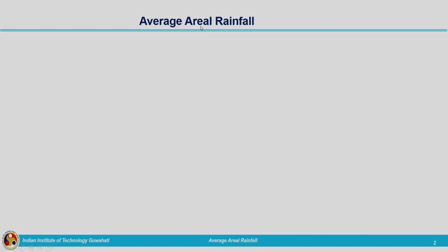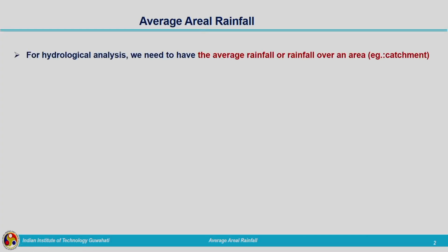So, average aerial rainfall. From the hydrologic point of view, we need to have the average rainfall over an area. That is, I told you in the beginning itself, we will be considering an area which is named as catchment or watershed, different terminologies we have seen. So, what will be the average rainfall on a catchment? That is what we are interested in from the hydrologic point of view.